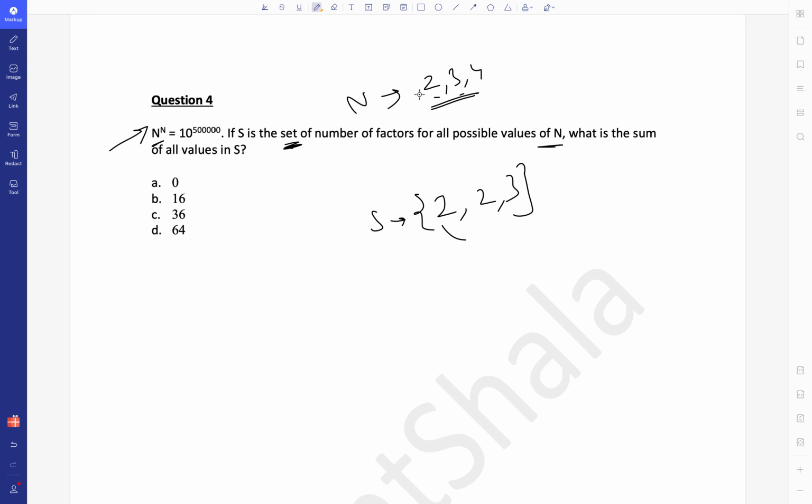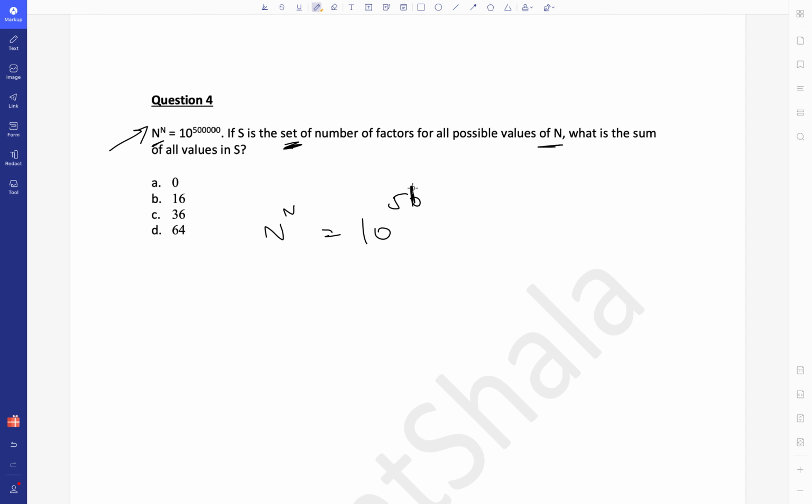Now we are supposed to find this list of n. What are the possible values of n actually? So I'll remove this because this is not relevant to the question. This is just explaining what the question means. So now we know that n raised to power n is equal to 10 raised to power 5 lakhs. I won't write these 5 zeros at a time. I'll just write 5L here. This means 5 lakhs, 5 and then 5 zeros after that. These are 5 zeros, right? 1, 2, 3, 4, 5.